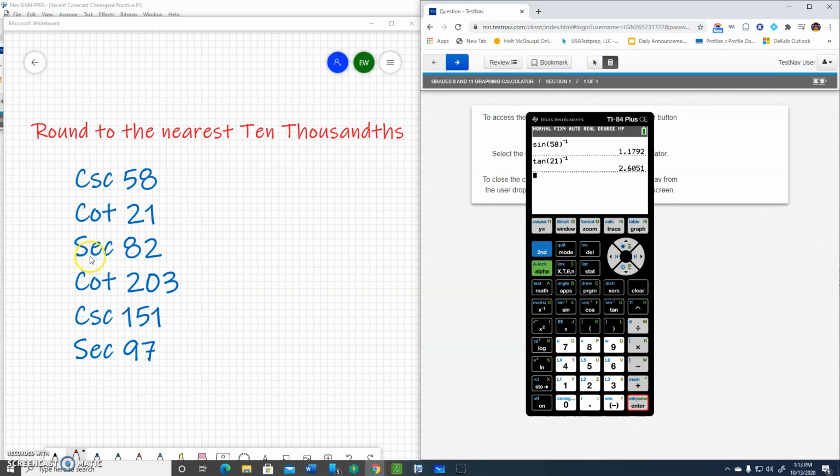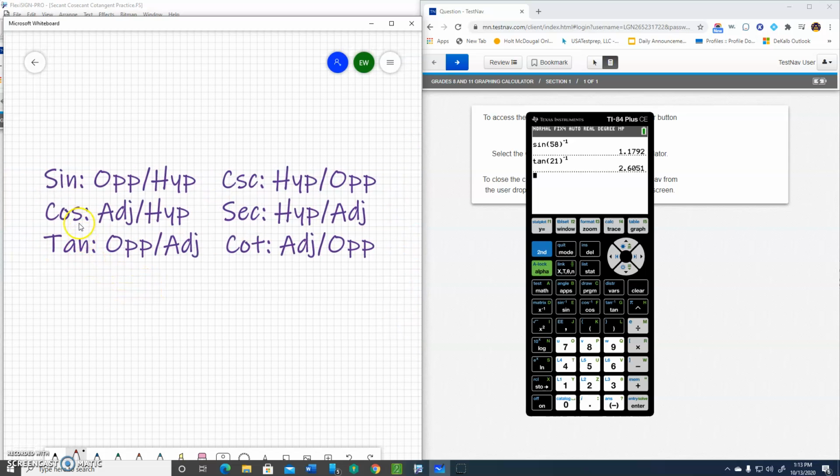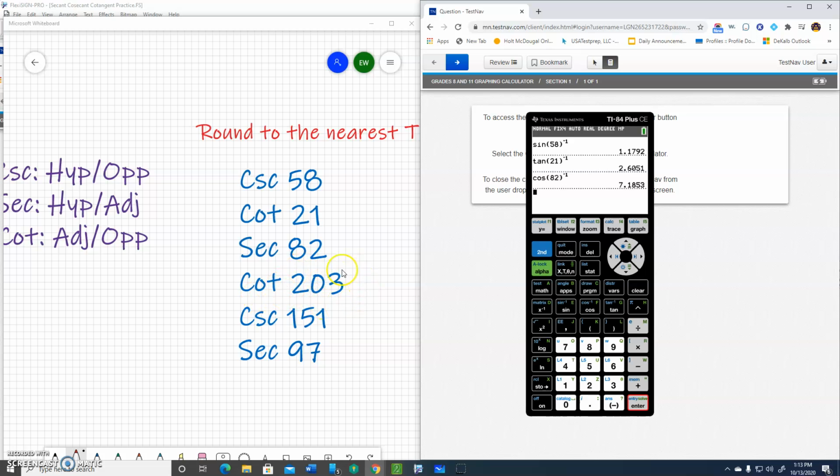The reciprocal of secant, there we go. Secant goes with cosine. So, cosine 82. Close parentheses, reciprocate. There's my answer. Next question, secant cotan. Reciprocal of cotan, tan. Now don't be concerned it says 203 degrees. We're still just going through the keystrokes. Tan 203. Close parentheses. Reciprocate. Done. That's my answer, 2.3559.